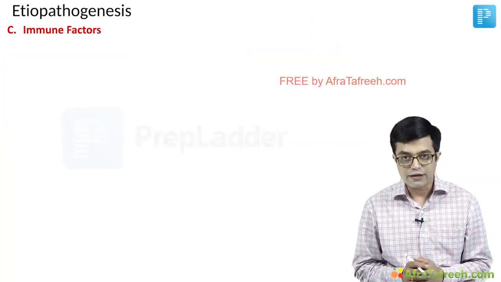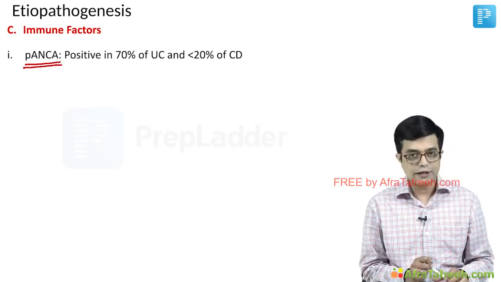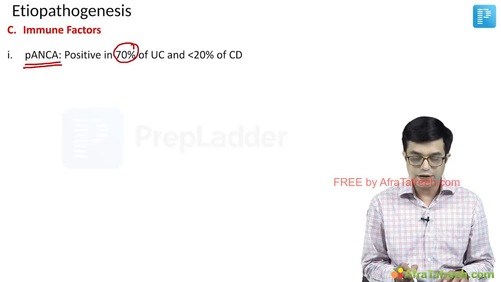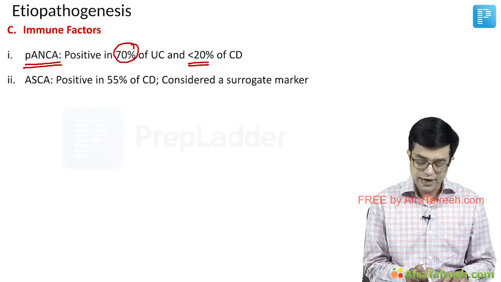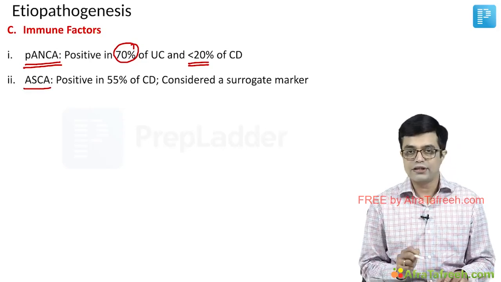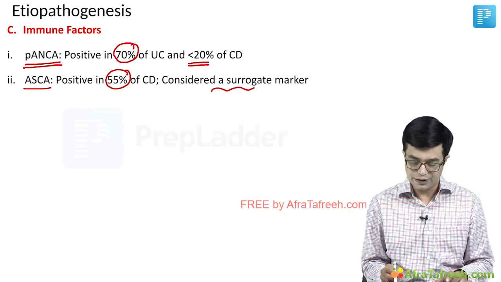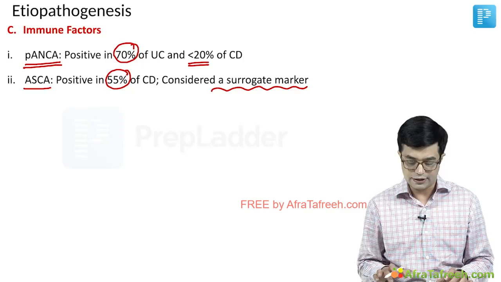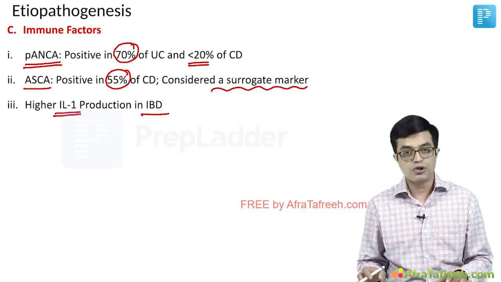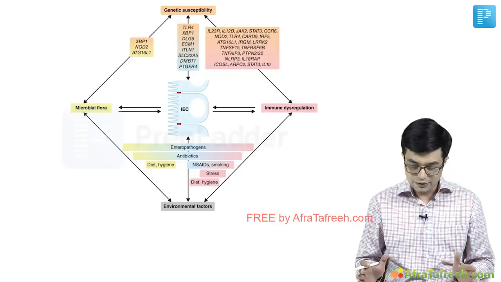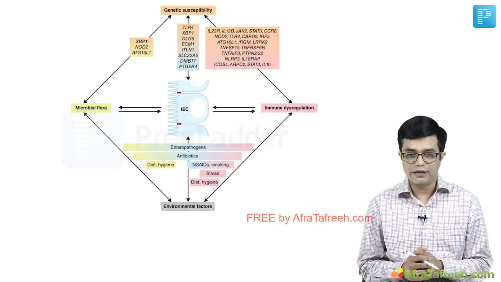Third, we move to immune factors. P-ANCA, that is perinuclear anti-neutrophil cytoplasmic antibody, is positive in 70% of ulcerative colitis and less than 20% of patients of Crohn's disease. On the other hand, ASCA, that is anti-Saccharomyces cerevisiae antibody, is positive in 55% of patients of Crohn's disease and it is considered to be a surrogate marker for Crohn's disease. Higher interleukin-1 production in all forms of IBD has been shown. So this is the typical immune dysfunction which is happening, and this is producing IBD in the patient.